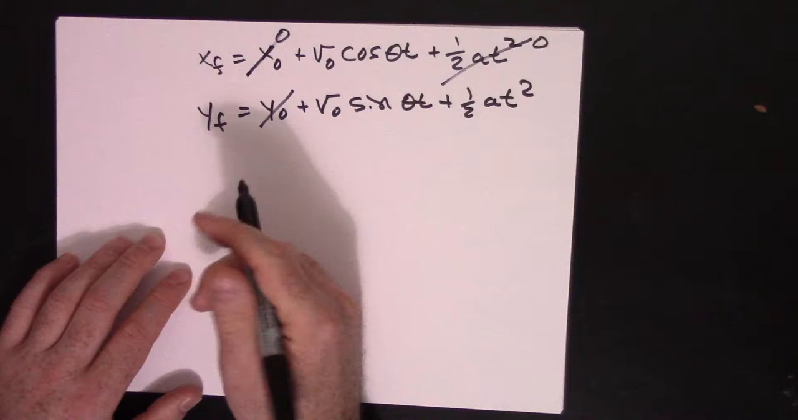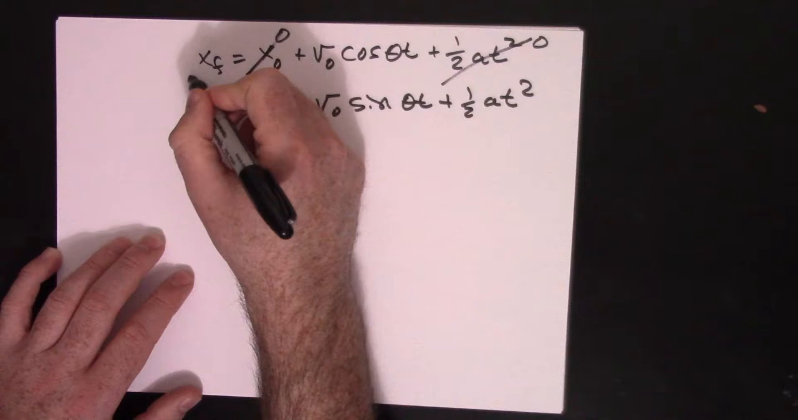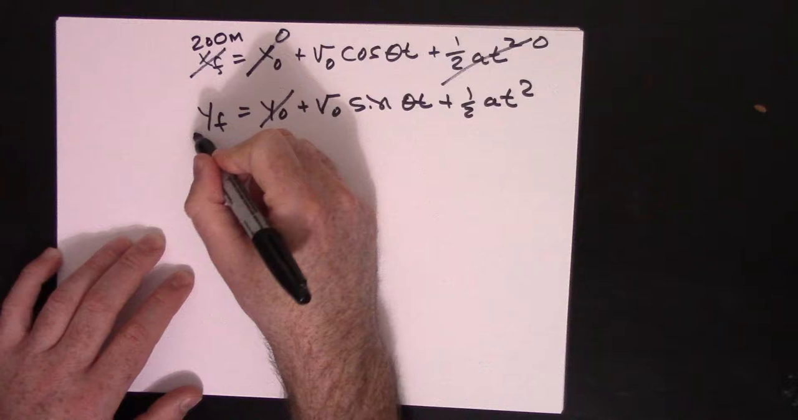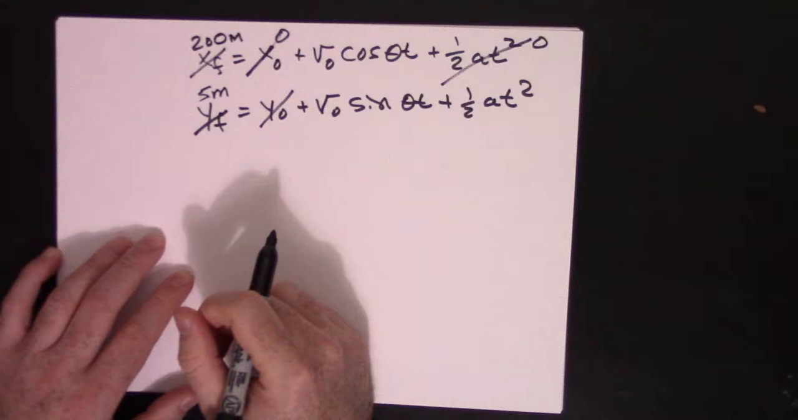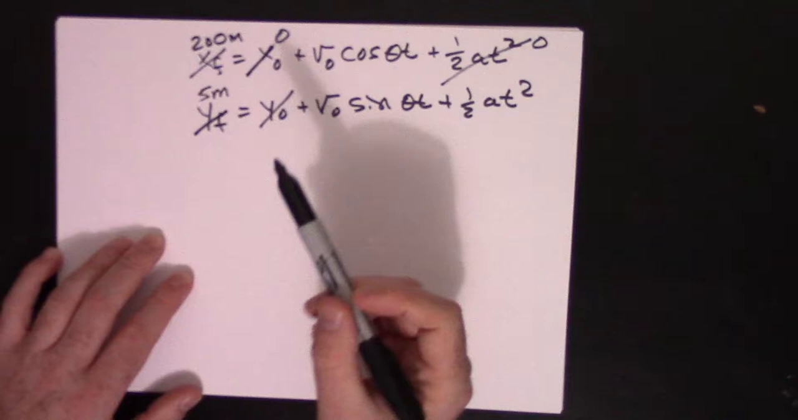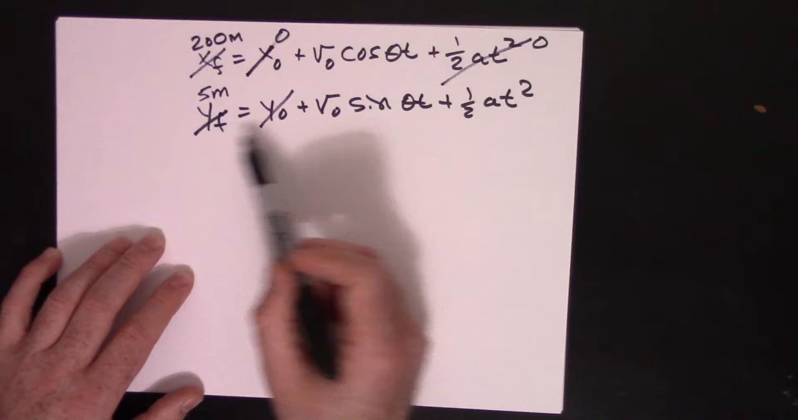First of all, we don't have an unknown x final. We know that this is going to be 200 meters. We know that the y position we want is 5 meters. So put that out there. The other thing that we know is that we want the final position to be at both 5 meters in the y direction and 200 meters in the x direction. So you set both of these equations equal to each other.